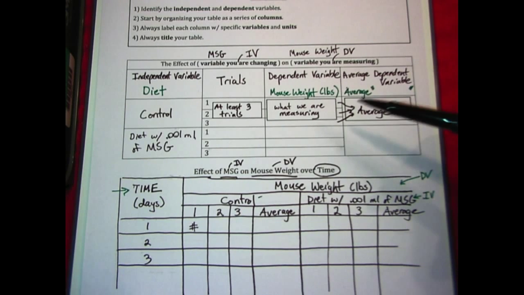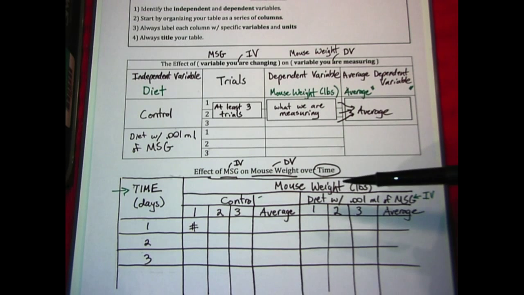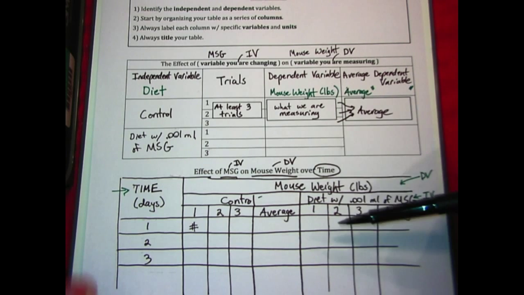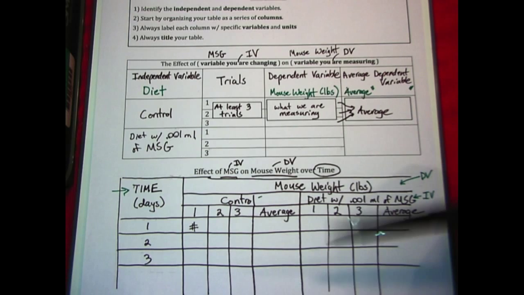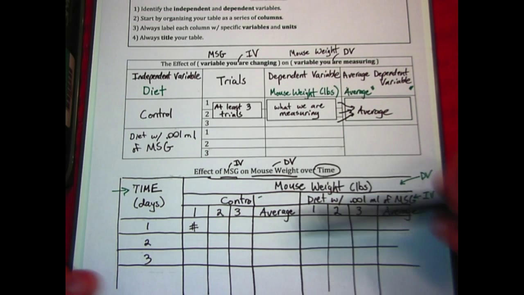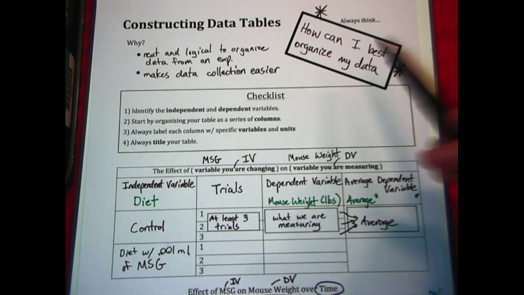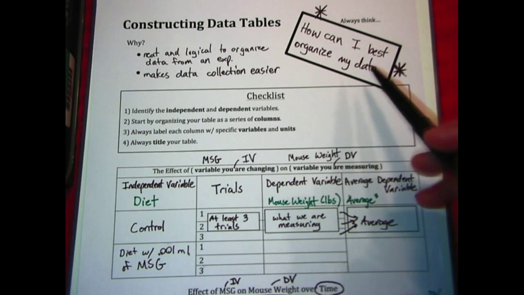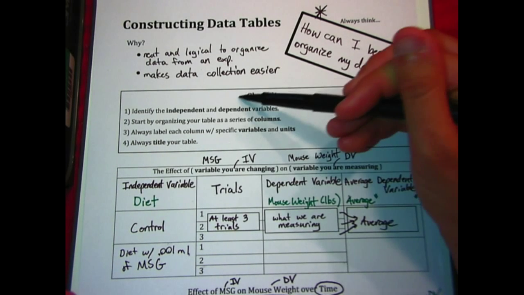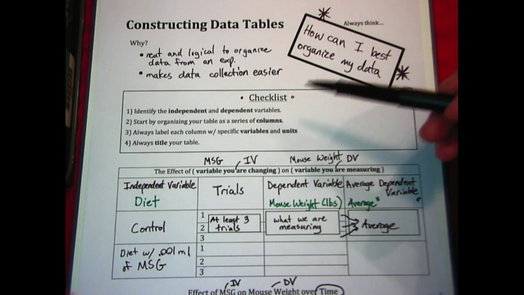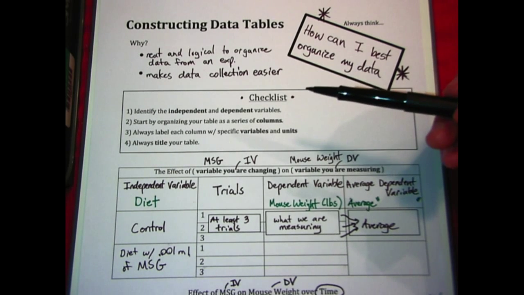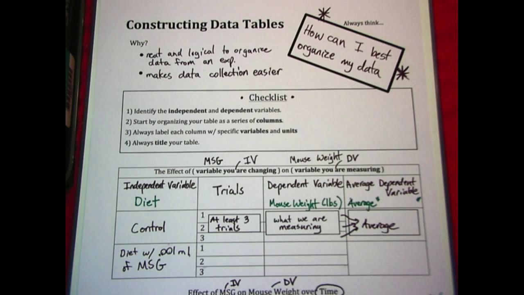And you guys can go back throughout the year and reference this template or this template in terms of building your data tables, but sometimes even these two won't work. So just go through the same type of thinking that we went through here. Make sure to just ask yourself this question: how can I best organize my data? Use the checklist to go through and help you through that process. And that is it for constructing data tables.